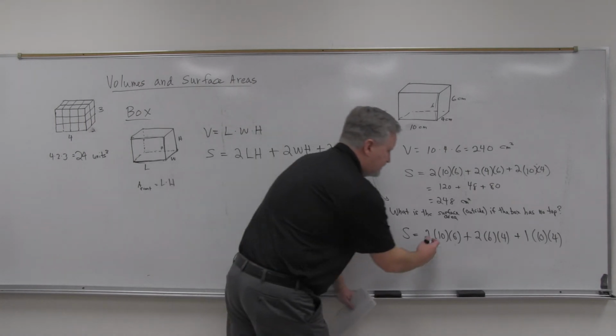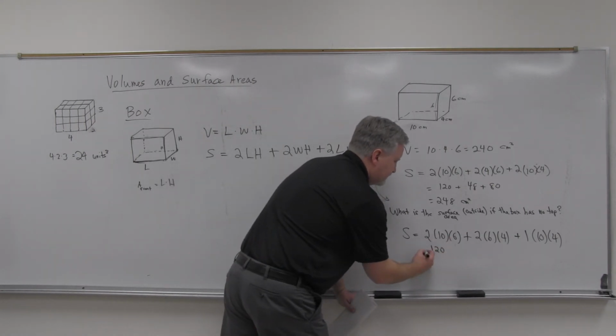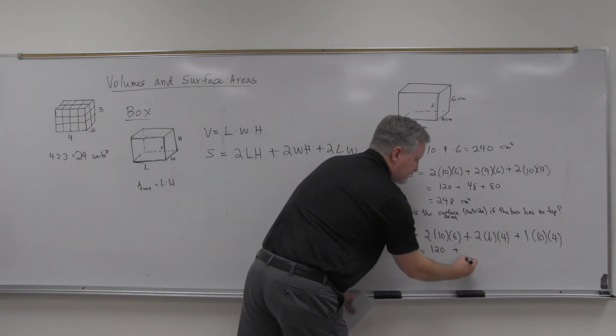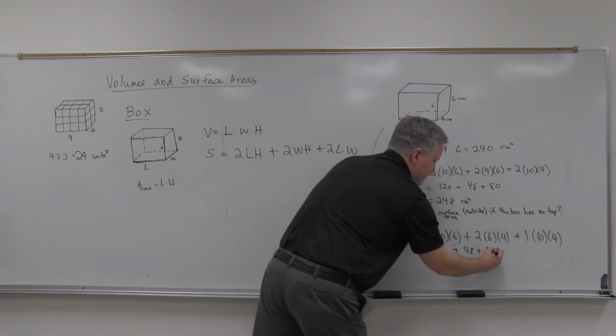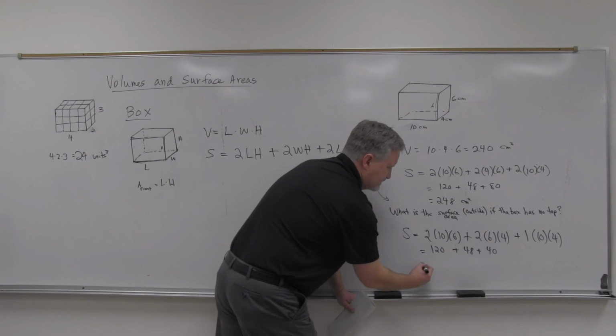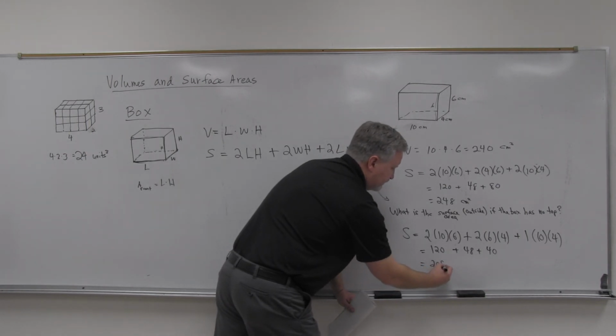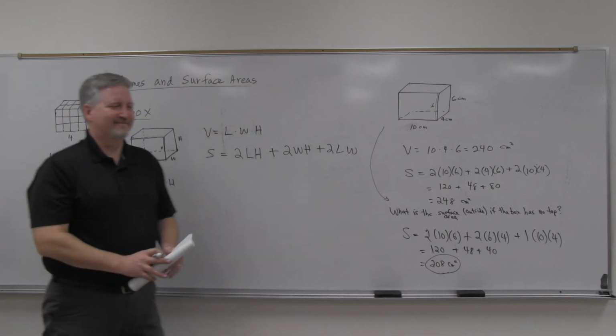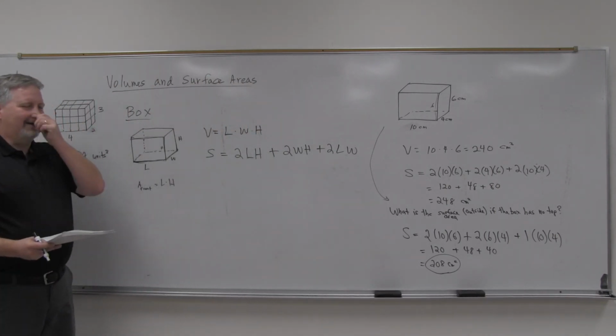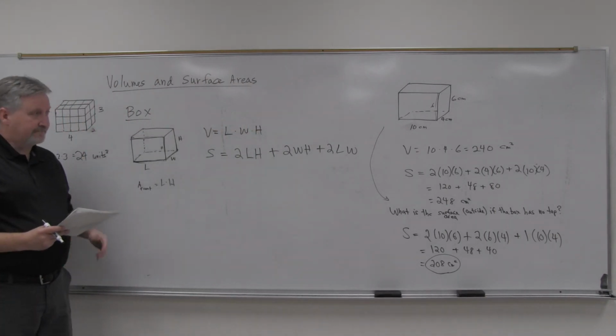So it'd be 2 times 60, so that'd be 120. 2 times 24, so it'd be 48. But then I only have 1 times 40, so that's just 40. So that's just, what, 208? Anyway, I like that. All right. Question or concern on that?